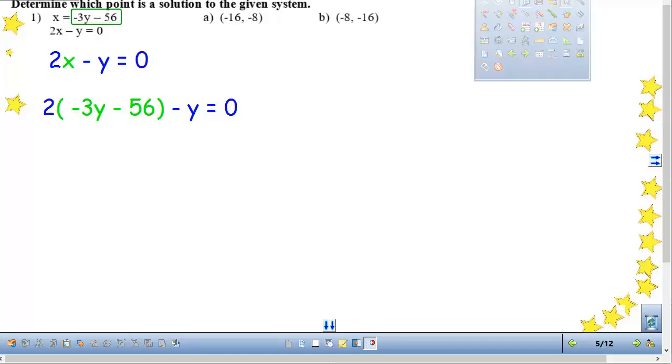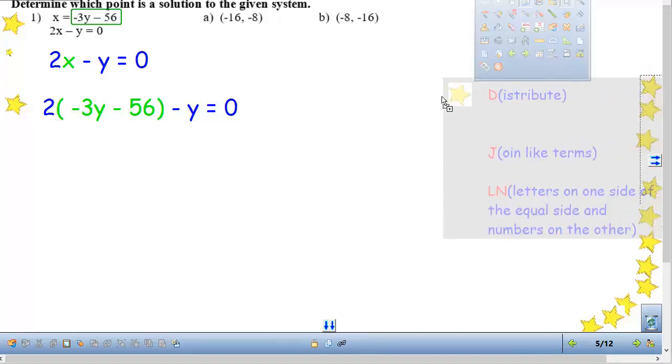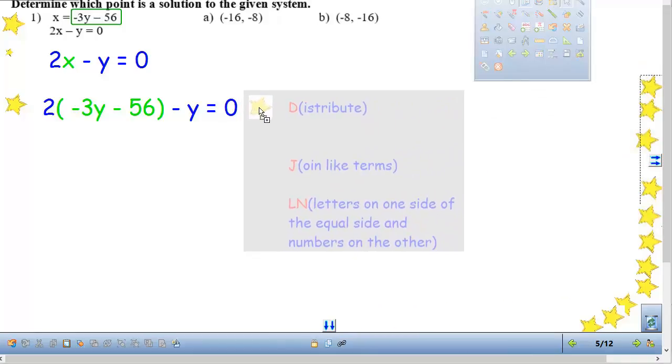Step 2 for solving systems with substitution is also pretty easy. It just has a lot of steps to it. But it's easy because we've been doing this since the beginning of the year and a little bit in 8th grade. We just need to simplify this expression by using DJ Lean. Remember how we would combine our like terms and distribute. So we need to go through that at this point.